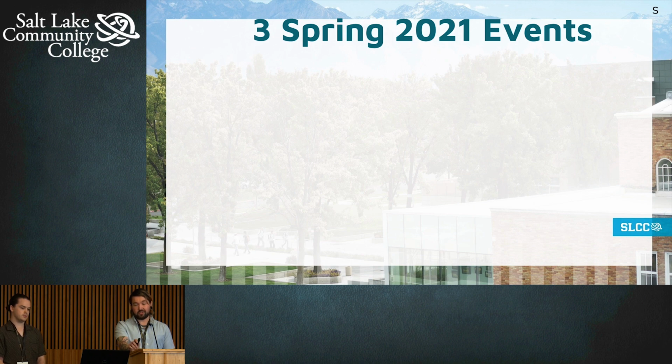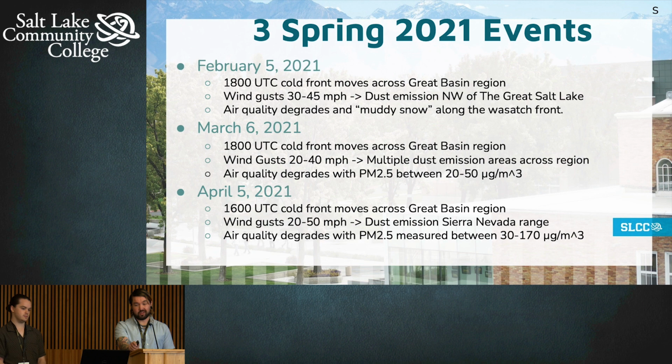So for our research specifically, we looked at three events. The first being February 5th. At 1800 UTC, a cold front moved across the Great Basin region. Lofting wind gusts got into the 30 to 45 mile an hour range, and dust emission happened in the northwest of the Great Salt Lake. This air quality degraded and created an event which would be seen as muddy snow, if anyone remembers.